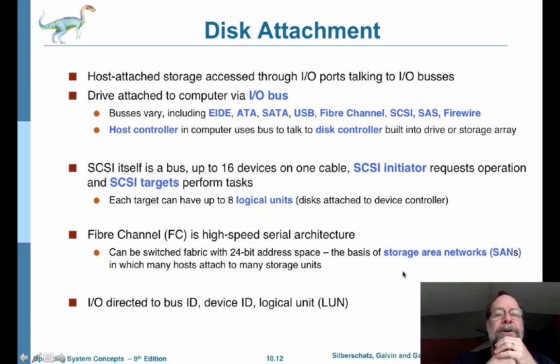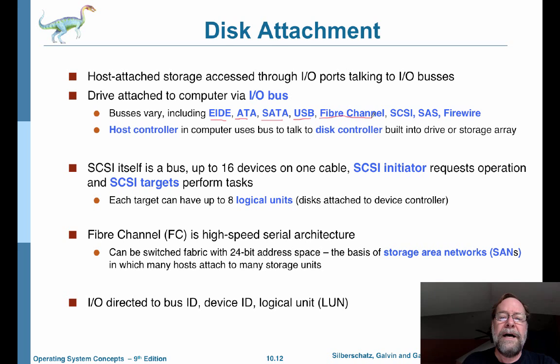All right, so how do we go about attaching a hard drive to a PC or to a machine? Well, they're usually going to be attached via some kind of I/O bus, and you'll probably know some of these acronyms. I'm not going to go over them too much, but like IDE and EIDE and ATA and SATA, these have all been around for quite a while now. And of course, we're familiar with USB attachments.